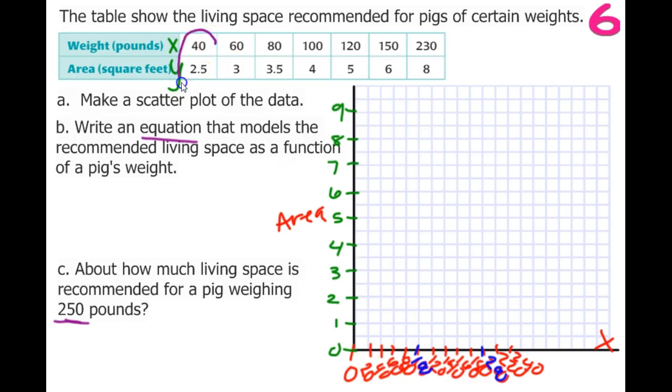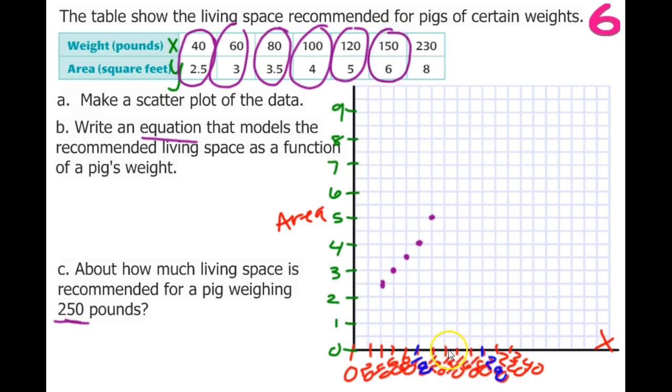So plotting this first point, x is 40. So at 40, we're at 2.5. At 60, we're up to 3. At 80, we're at 3.5. 100, we're at 4, forming a nice straight line so far. At 120, we're up to 5. At 150, we're up to 6. So 140 and 160, 150 would be right in the middle. And then at 230, we're at 8. 240 would be, 230 would be right in the middle, up to 8.